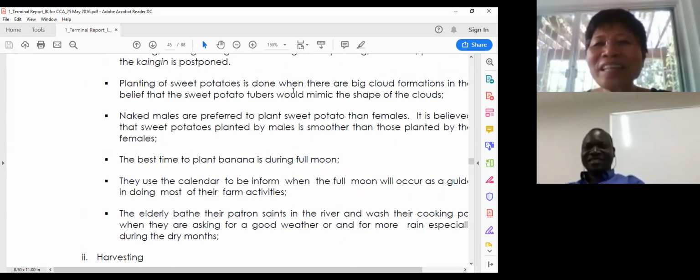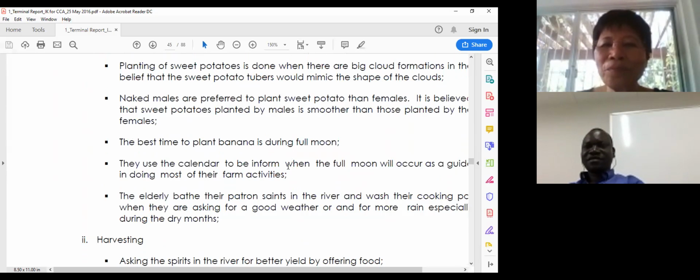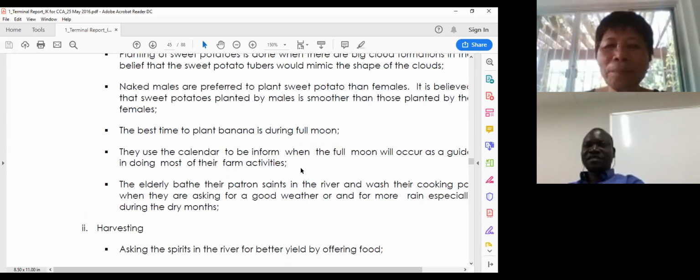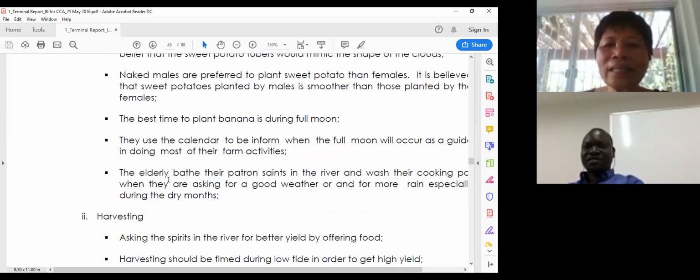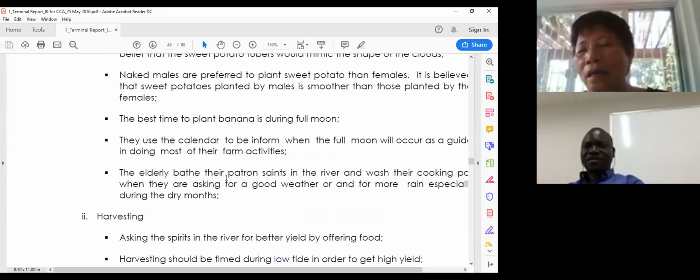Planting sweet potatoes is done when there are big cloud formations because they believe that sweet potatoes would mimic the shape of the clouds. They use a calendar to be informed when the full moon will occur, and that is when they are going to plant their bananas. Maybe this encourages the males to work hard. Yeah, they have to work hard too.